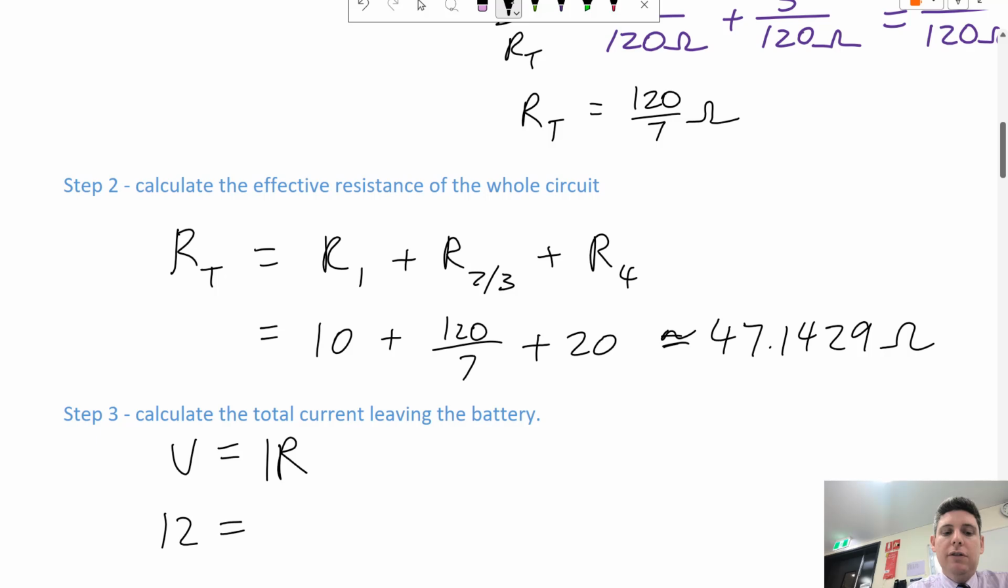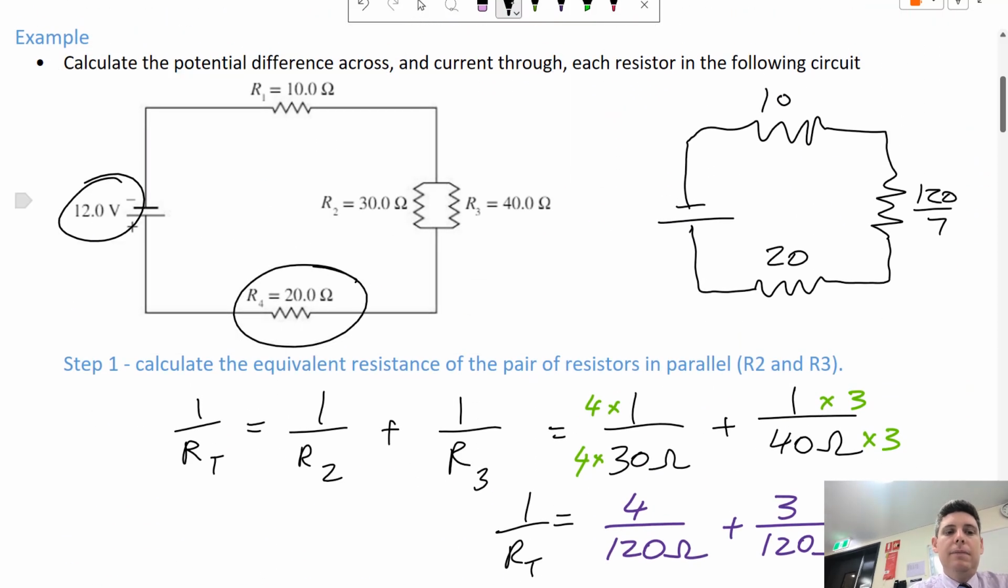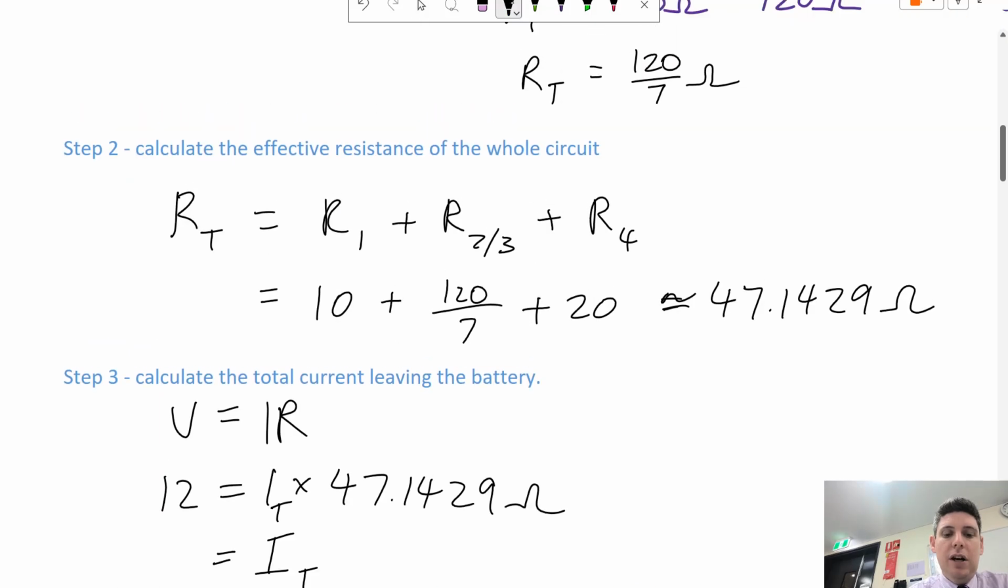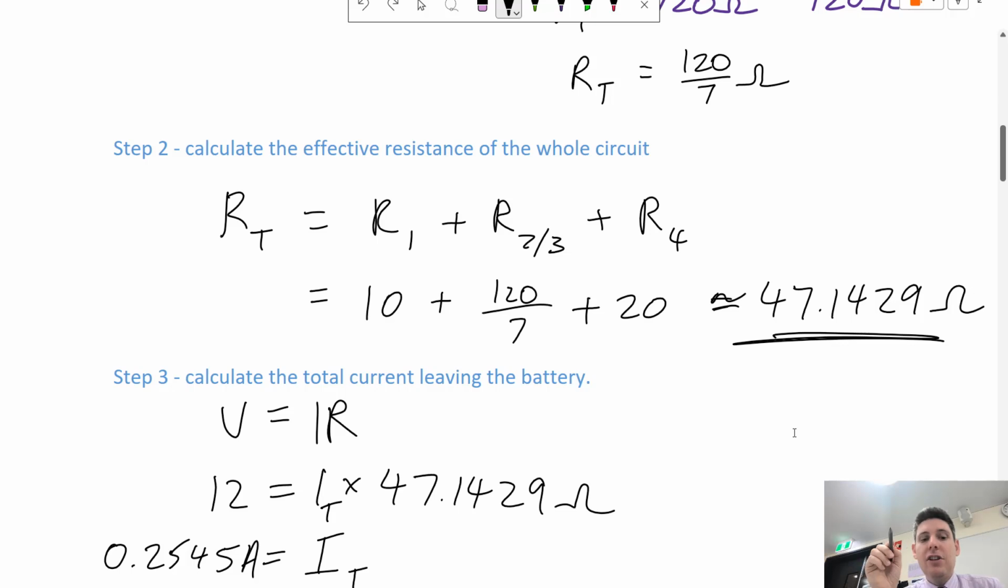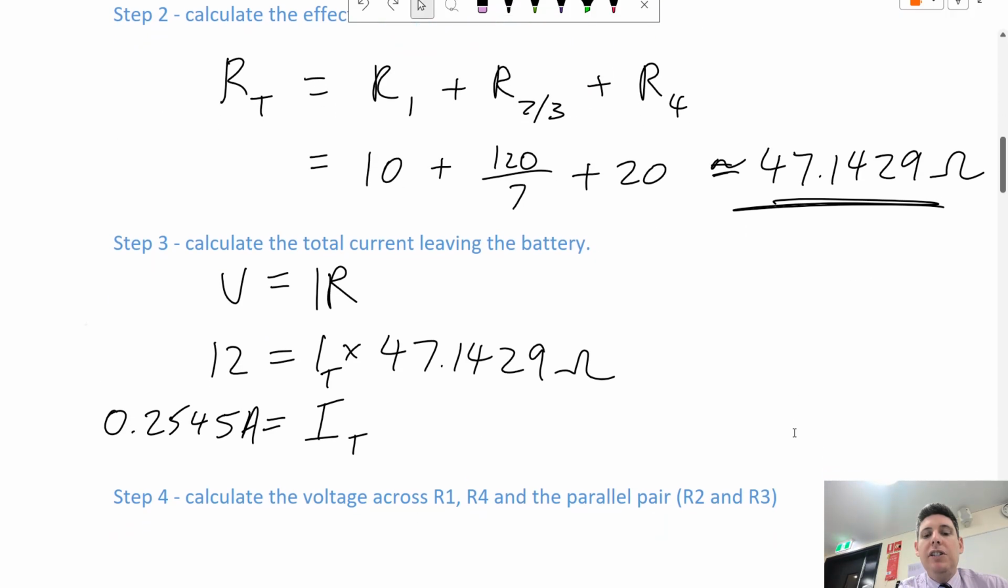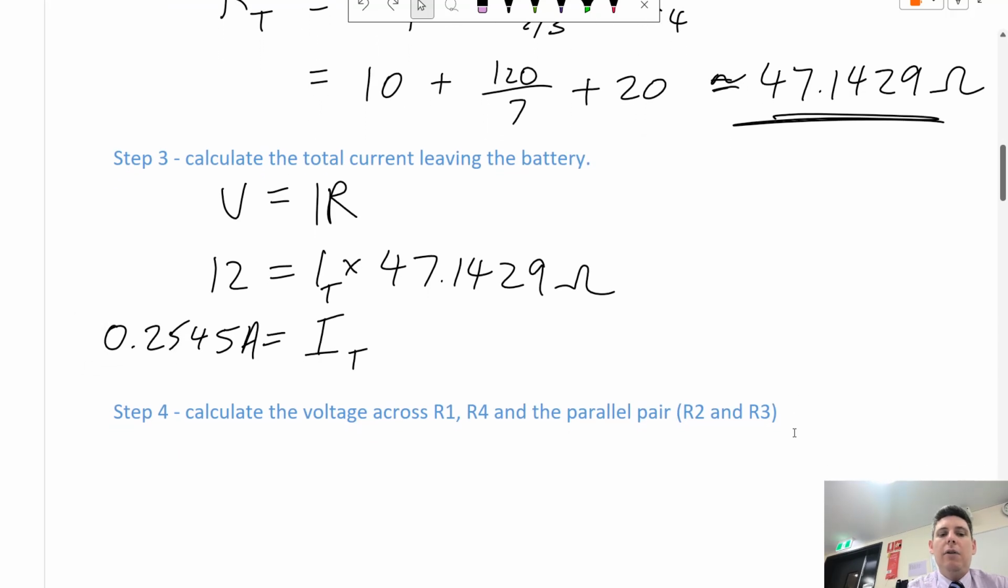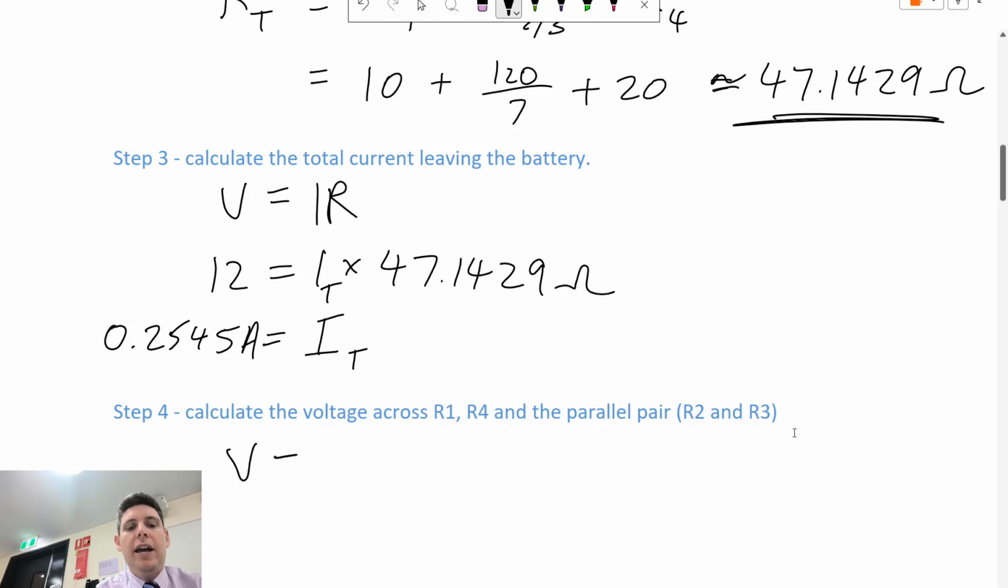So 12 volts in the diagram. And we don't know the current. We just calculated the total resistance. So on your calculator, what's 12 divided by that number? 0 point something. Okay, so that's the total current. Now we know the voltages are shared when it's in series. So now we're going to use Ohm's law again. V equals I times R.